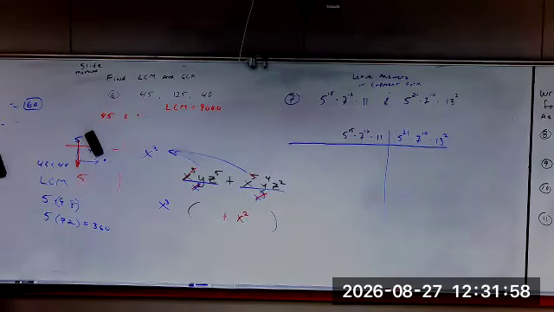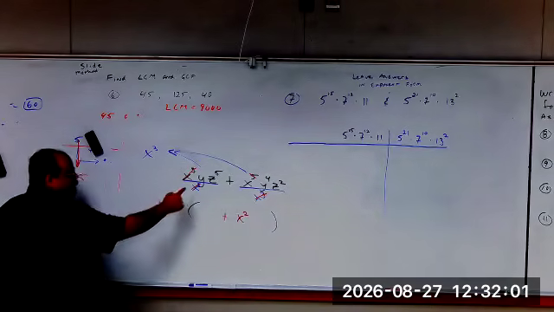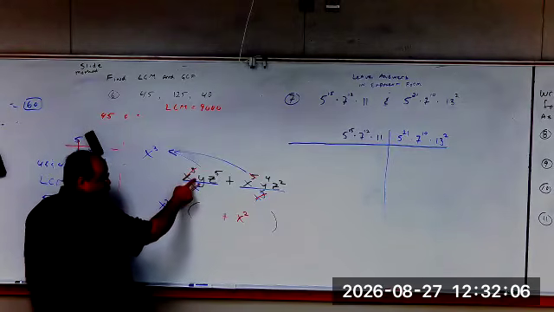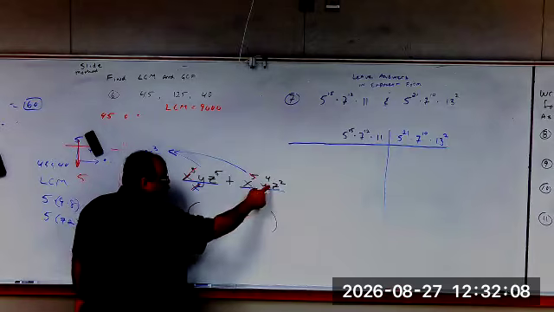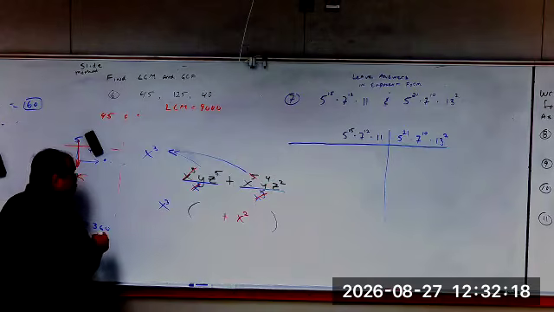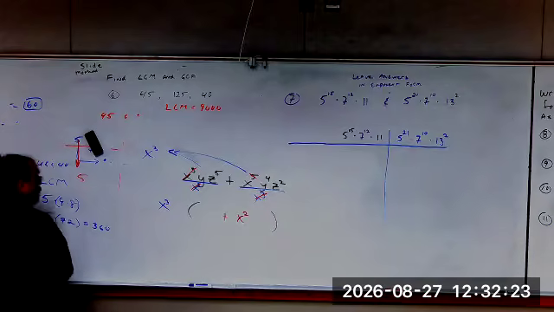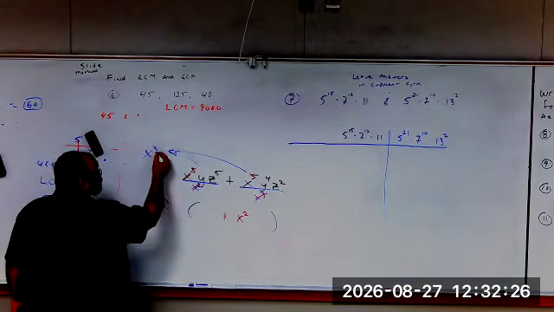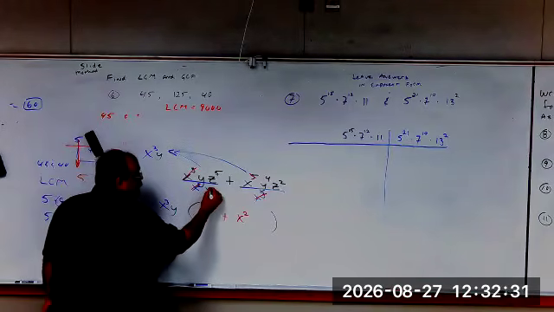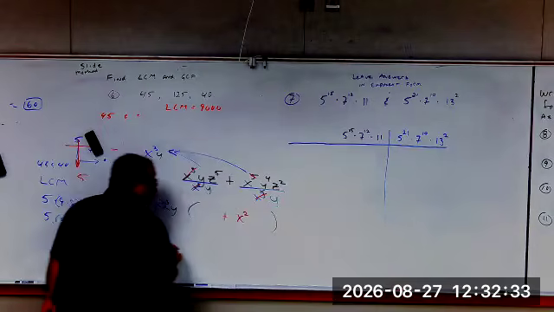Then we move on to the y's. The most y's that this term has to give up is the y to the first. Is there at least a y to the first over there? We have y to the fourth. Does it have at least one y to the first? Yes. So I can factor out a y to the first, dividing each one by y to the first.